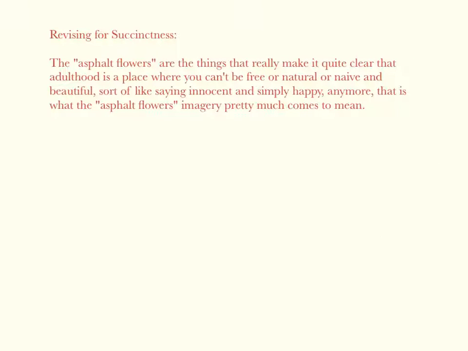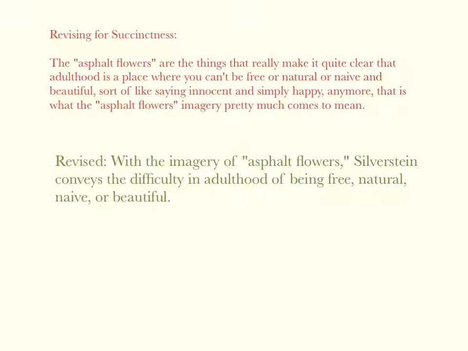And revising for succinctness, you remember this sentence, okay. And the revised version, basically cutting out everything in the sentence after beautiful here, and also taking out some unneeded words. From within the first part, with the imagery of asphalt flowers, Silverstein conveys the difficulty in adulthood of being free, natural, naive, or beautiful.